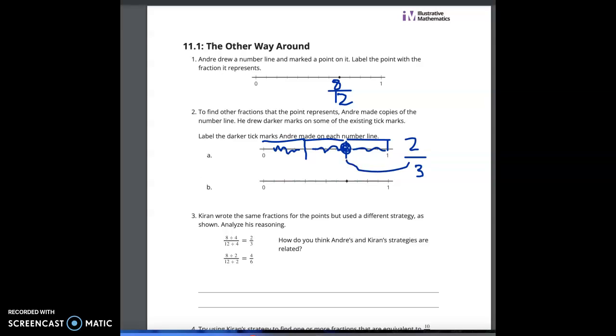Okay? Okay, now we have some different marks right here. Again, I'm going to help you because it's easier to see on my screen than on the paper.